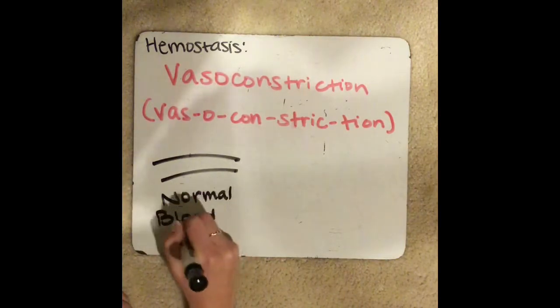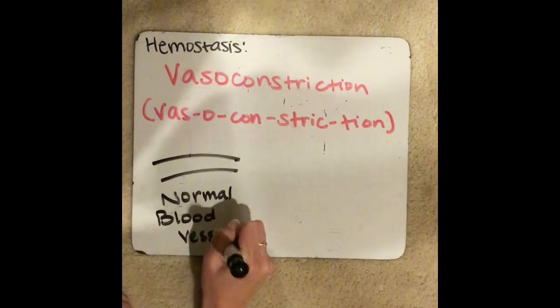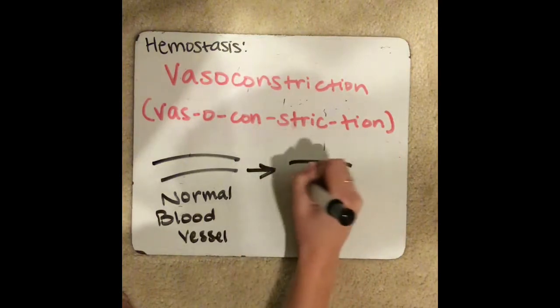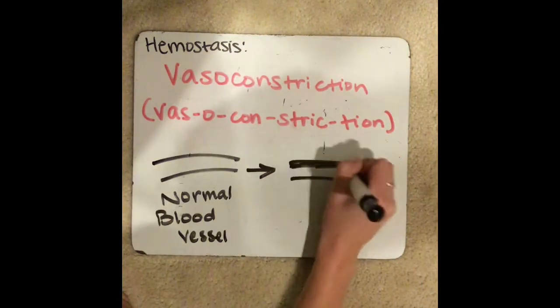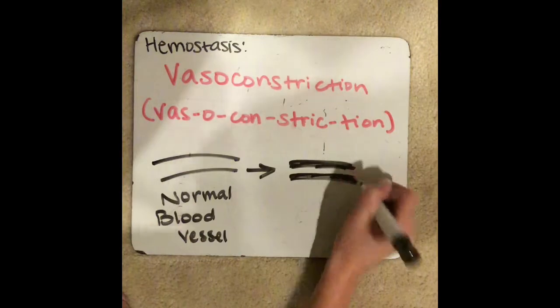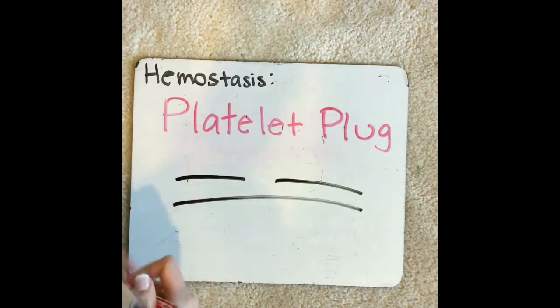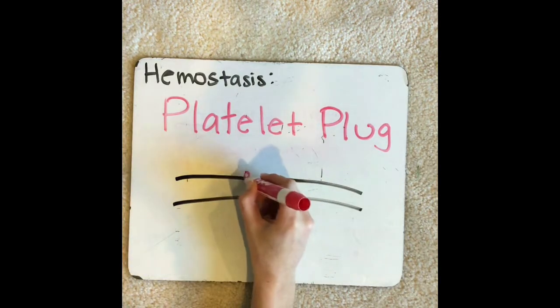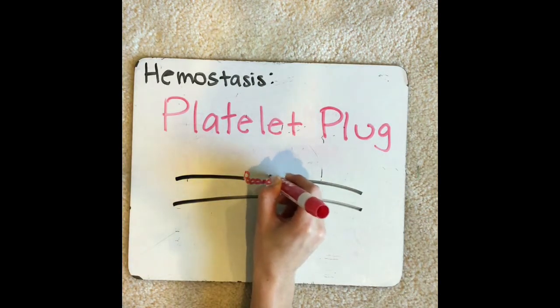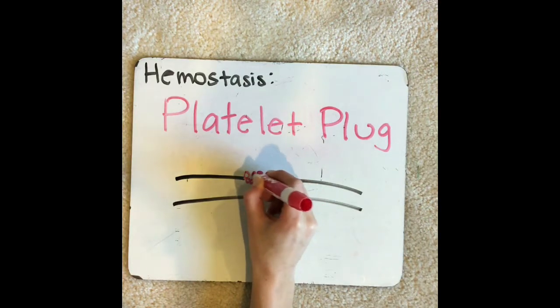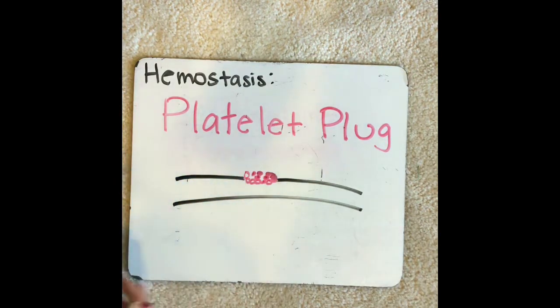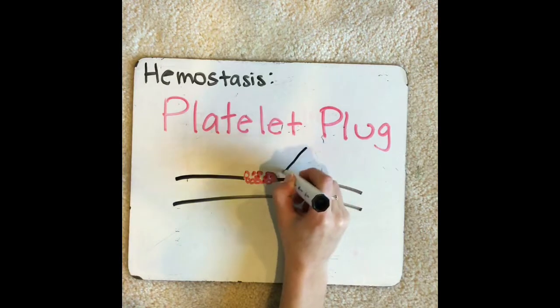Vasoconstriction is the narrowing of blood vessels resulting from shrinkage of the muscular wall as shown. Next is the platelet plug. Platelets are tiny blood cells that help your body form clots to stop bleeding. In the platelet plug stage, platelets stick together to form a temporary seal to cover the break in the vessel wall.